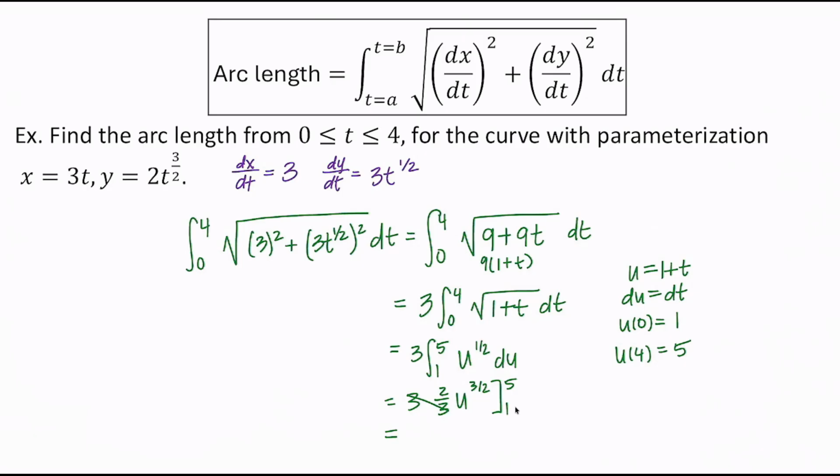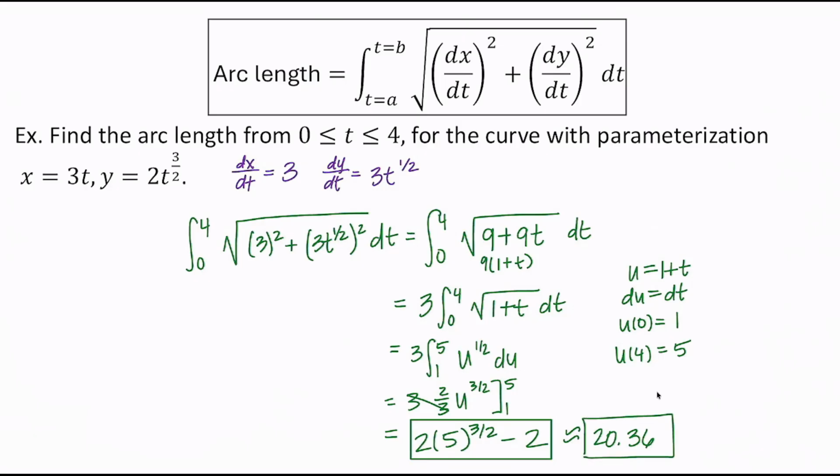And so we're going to leave our final answer as 2, and then we'll plug in 5 to the 3 halves, and then minus just 2, because if I plug in 1, 1 to the 3 halves is 1, so just minus 2. So I'm going to go ahead and leave my exact answer like that. If I want an approximate answer, it's about 20.36. So here is my arc length when t values are between 0 and 4 for this set of parametric equations.